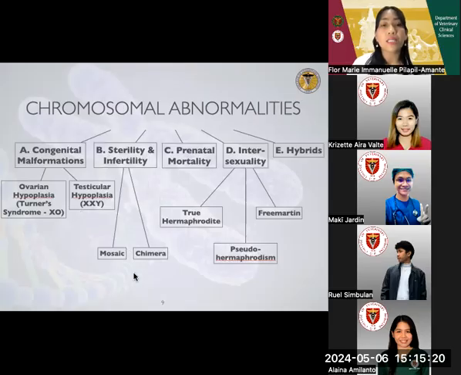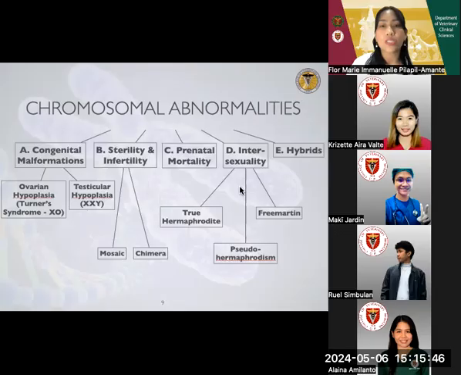For sterility and infertility, this can be caused by your mosaic or your chimeria. Then we also have prenatal mortality, and that could be any defect that leads to the incomplete maturity of the development of the fetus. That's why it's not strong when it is born.